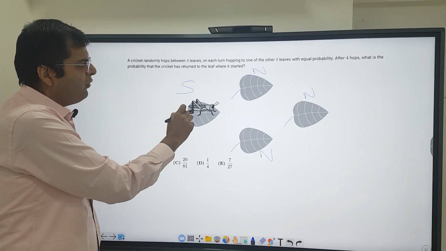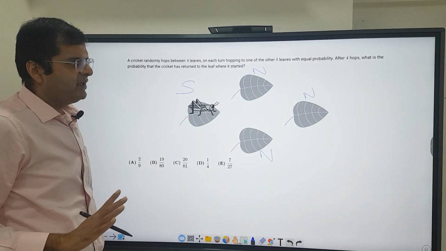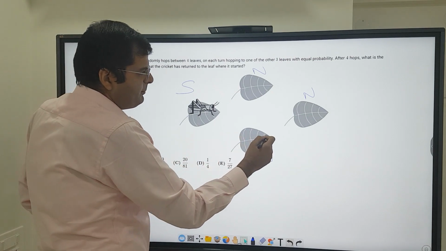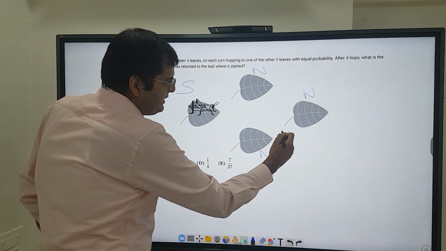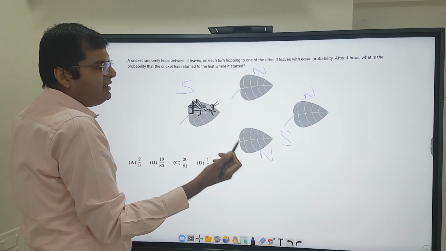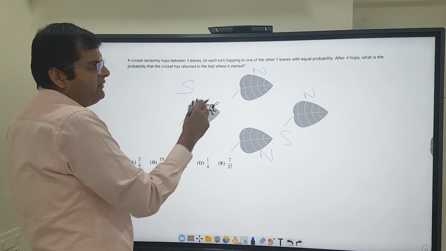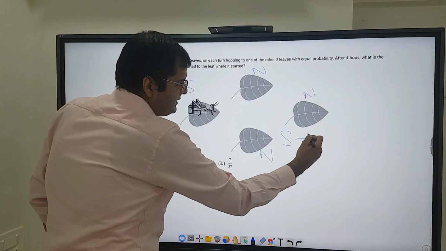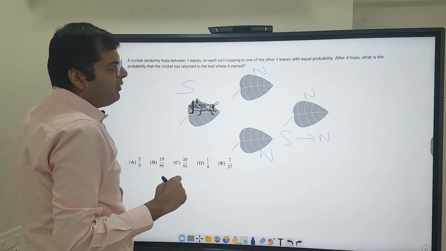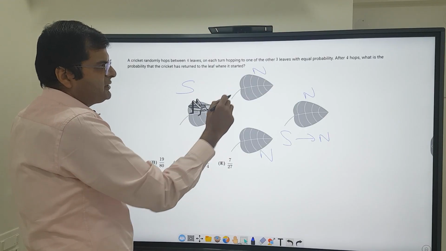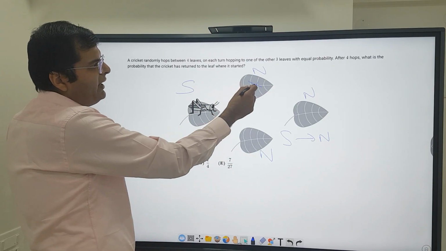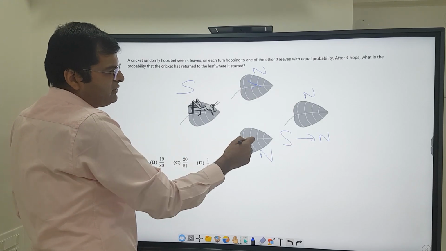So after 4 hops, I have to come back to the starting leaf, and I am starting with S. Now what are the possibilities? If I start with S, on the first hop I have to go to some other non-starting leaf, which is N. So from S I will definitely go to N. Now from N I have 2 options. Let's say from S I went here initially. So from N I have 2 options.